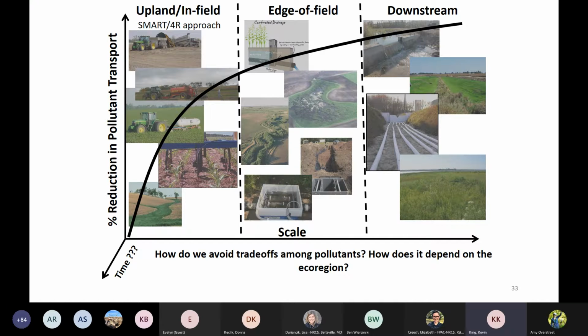Other questions that we should be asking are, how do we avoid trade-offs and unintended consequences as we focus on a specific nutrient? Should our practices change based on the ecoregion where we work? And what timescale should we expect to see an environmental response? There is a lot of inertia built up, and changing the current direction and trends may take longer than anticipated. This is not a reason to give up. It should be the motivation to work at getting more conservation in the landscape.